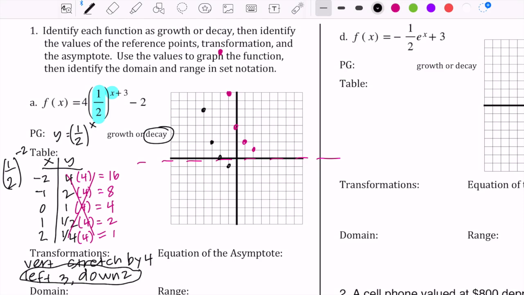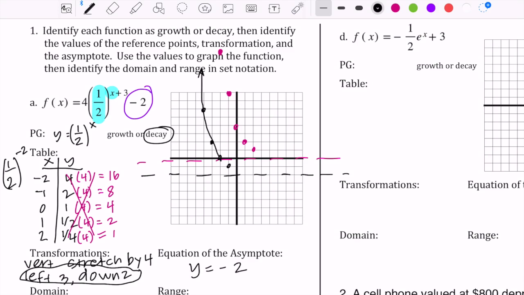So now we are going to put our asymptote. We know our asymptote is always going to coast along the shift, the up or down shift. So since that's at -2, our asymptote is going to be right here at y equals -2. And then we have our graph.